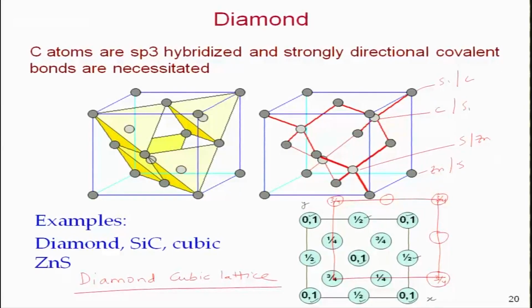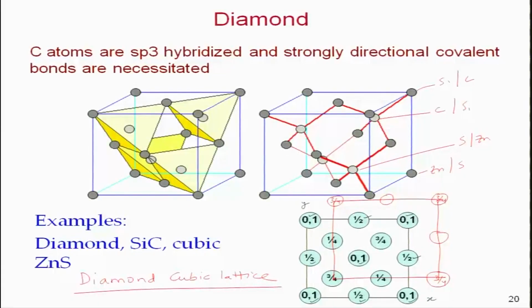But zinc sulfide has slightly ionic character, so that is why we will discuss the structure of zinc sulfide in case of ionic solids. But diamond, silicon carbide, or even silicon has this kind of structure which is called diamond cubic lattice. But diamond cubic lattice is not a Bravais lattice, okay. Remember, it is not a Bravais lattice, it is still a face centered cubic lattice. It is still a face centered cubic lattice, but the motif is different.